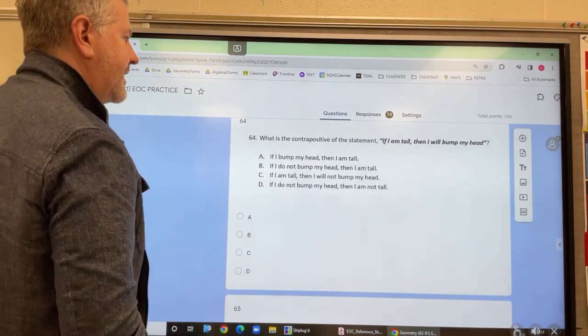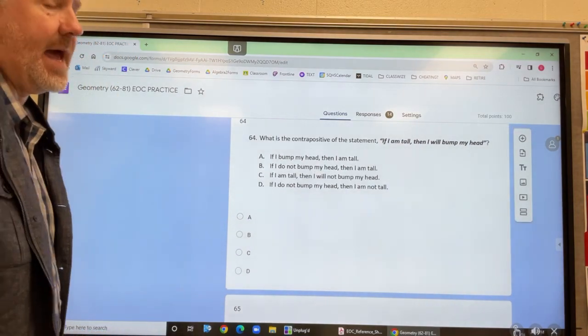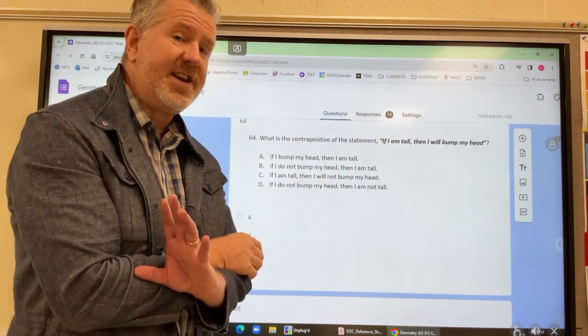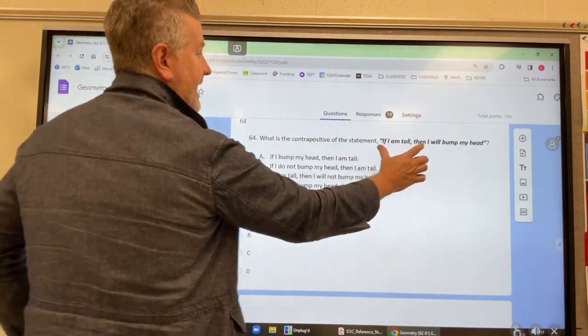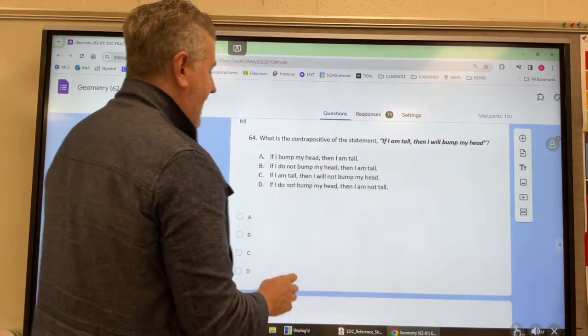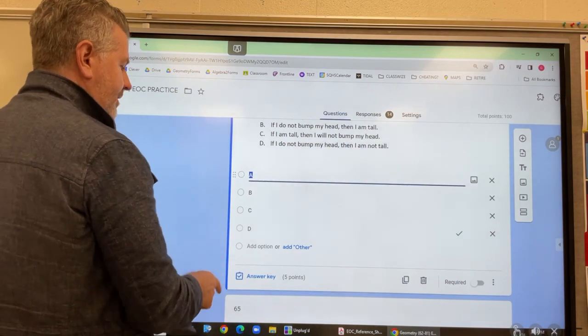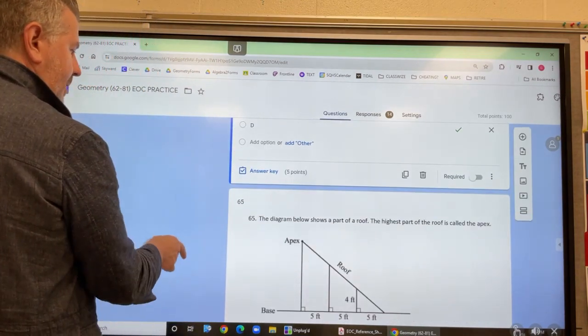What is the contrapositive of the statement? If I am tall, then I will bump my head. So with the contrapositive, look this up too, we switch the statements and then add nots in there. So if I do not bump my head, then I am not tall. So we're adding negatives in there. We're going to go with B on that one.